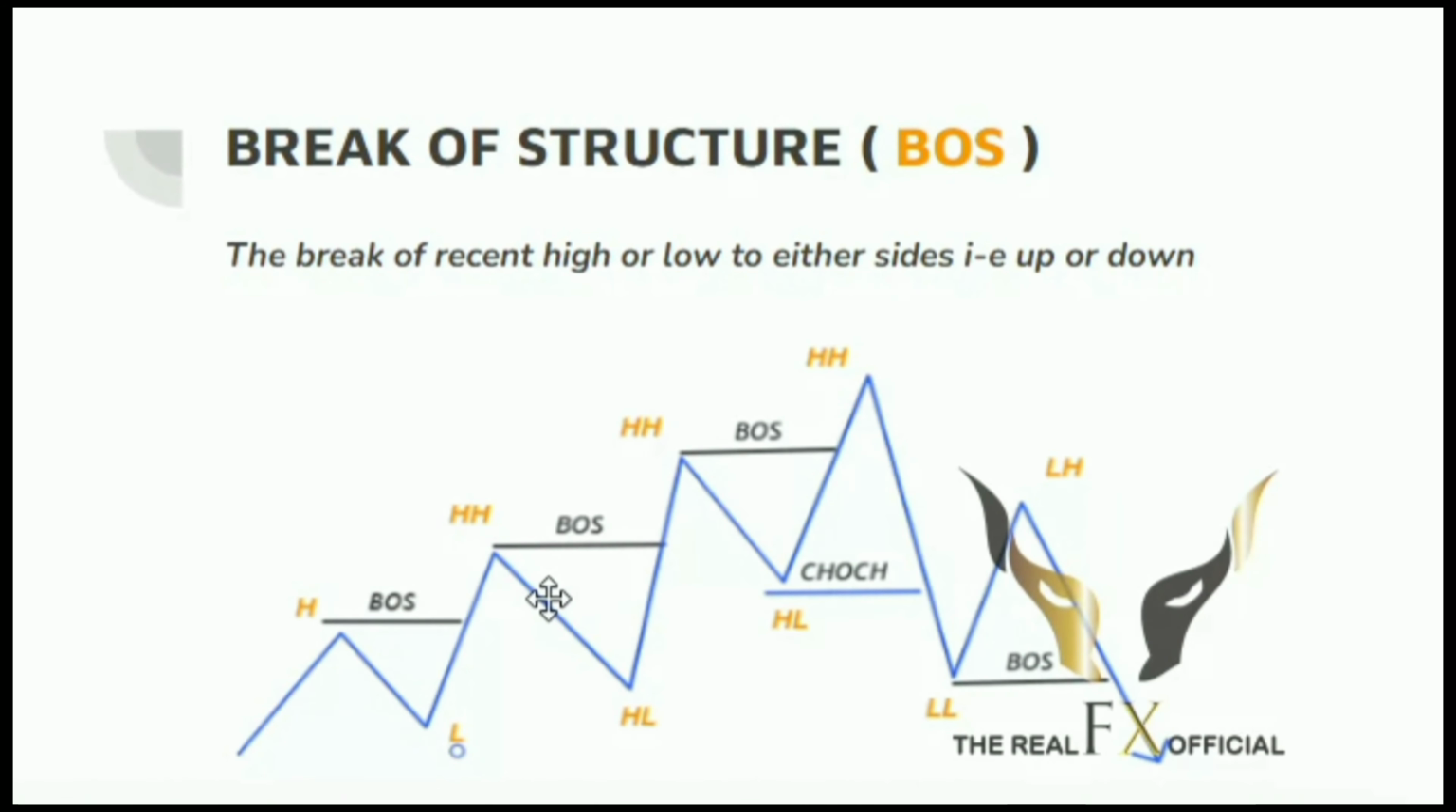So let us understand the uptrend in detail. What is an uptrend? It is the continuous breaking of the structure to the upside, or the recent high, while the price is going up. Sorry, here a high is missing. So the continuous break of the structure to the upside, or the recent high, while the price is going up.